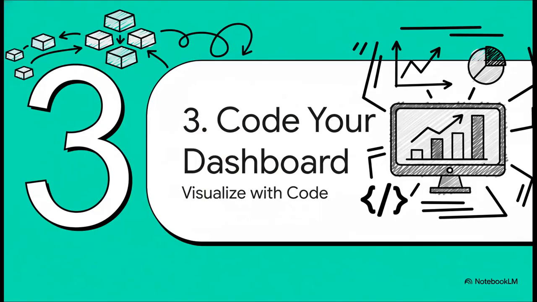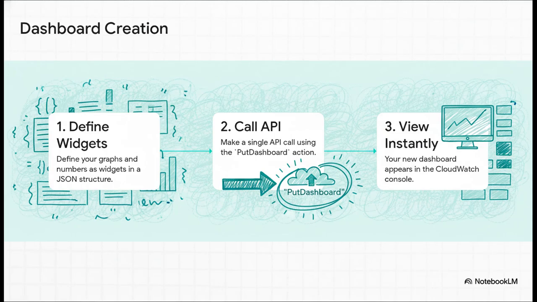Okay, so we found the data streams. Great. Now what? I mean, staring at raw numbers isn't super useful, right? So the next logical step is to visualize this stuff. We need to build ourselves a control panel, a dashboard. And yeah, you guessed it, we're going to do it with code. And the process is actually way simpler than you might think. It really just comes down to these three steps. First, you just define what you want to see, your graphs, your numbers, as little widgets in a simple JSON file. Then you make one single API call. Put dashboard, and boom, just like that, your brand new dashboard shows up right in the CloudWatch console.